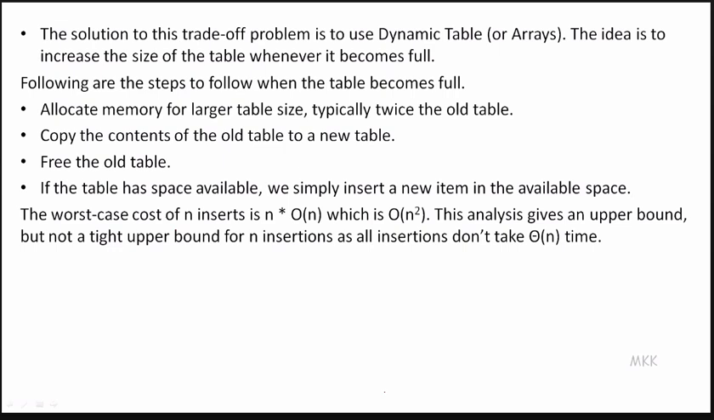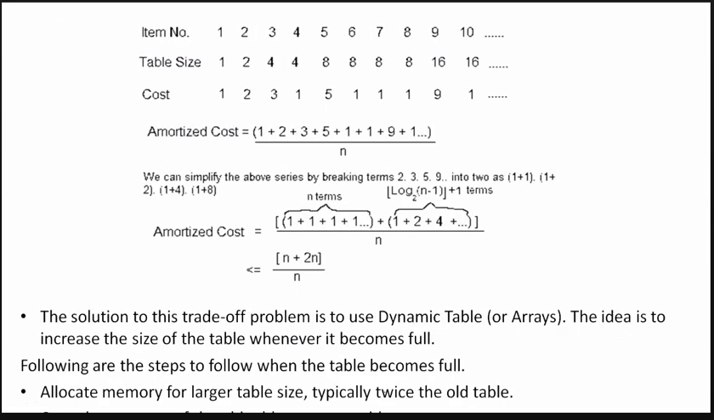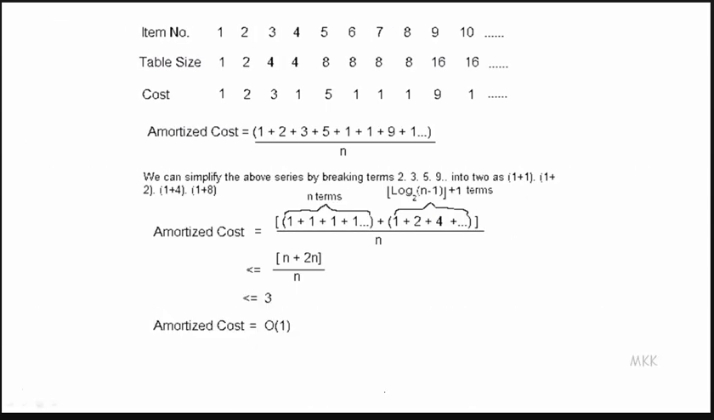This analysis gives an upper bound, but not a tight upper bound for n insertions, as all insertions don't take that much time. If you take the representation for item number 1, 2, 3, 4, the table size 4 is enough, whatever the value you want to insert.